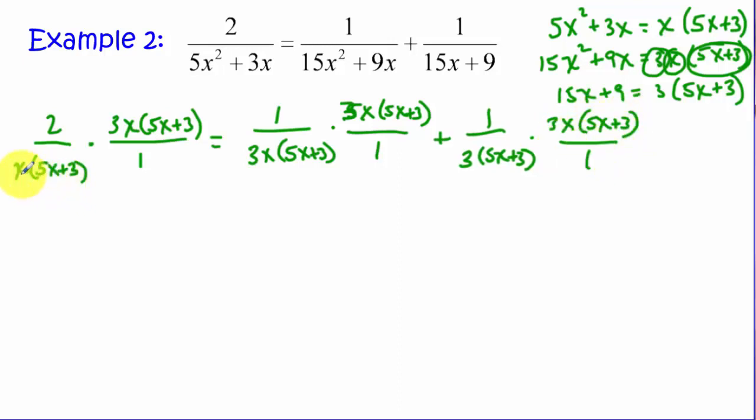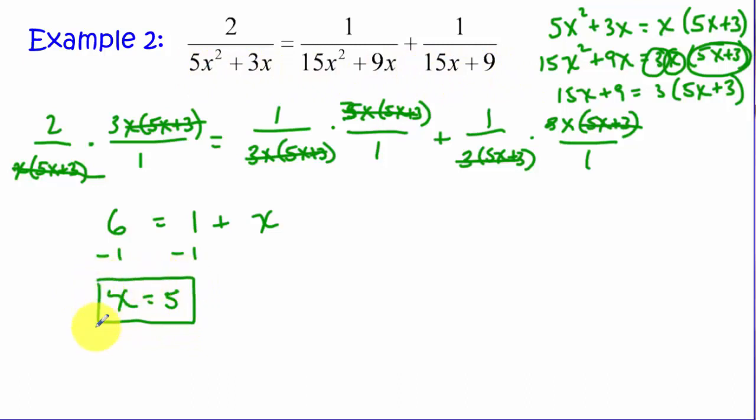So here, the x and the 5x plus 3 canceled out, so we're left with a 3. So we have 3 times 2 is 6. Here, the whole thing cancels out. We're left with 1. And here, everything but this x canceled out. So we have a very simple linear equation. We get x equals 5. That will not cause any of these denominators to equal 0, so there's no extraneous answer. And we're done with number 2.